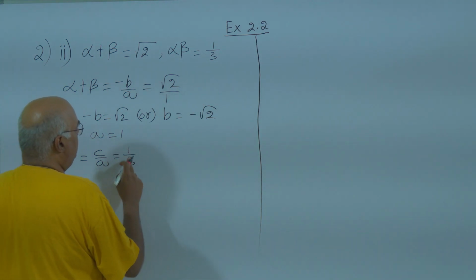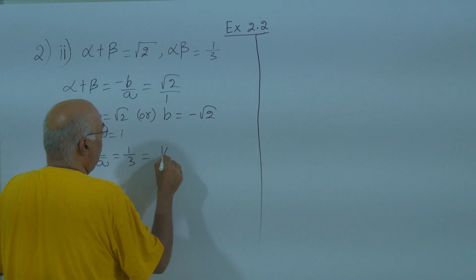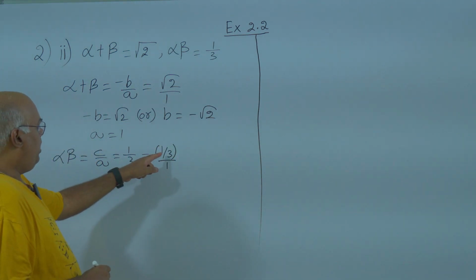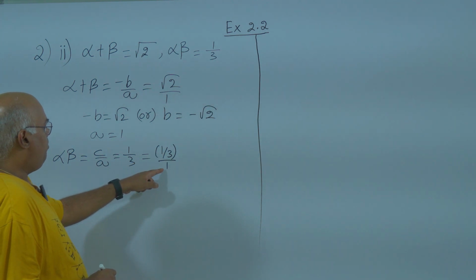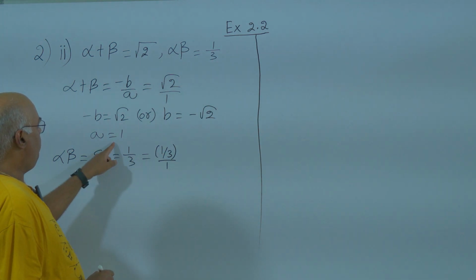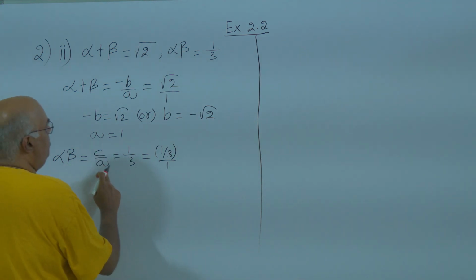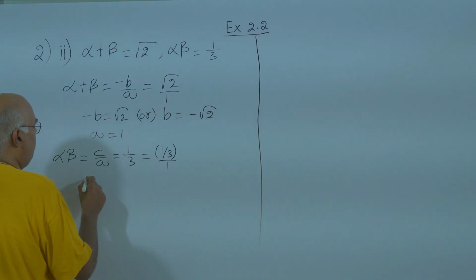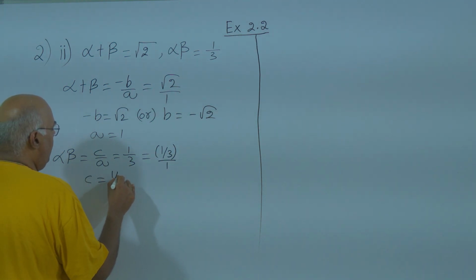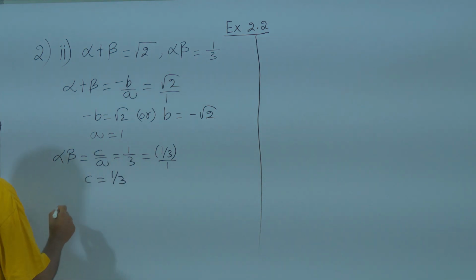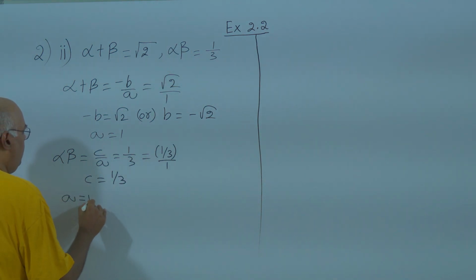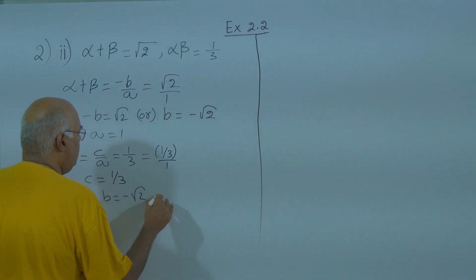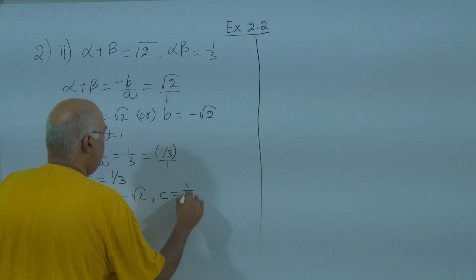So what I will do is I will write this 1 by 3 as equal to 1 by 3 divided by 1. Here, in the numerator we have 1 by 3, and in the denominator we have 1. 1 is nothing but the value of a which we got. So now you can compare c by a with 1 by 3 by 1. If you compare these two, we will get the value of c is equal to 1 by 3. So we got the values of a is equal to 1, b is equal to minus root 2, and c is equal to 1 by 3.